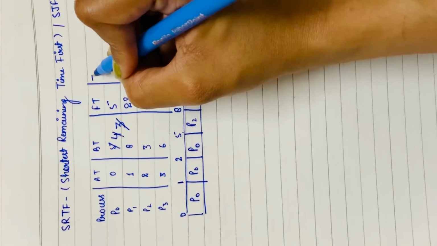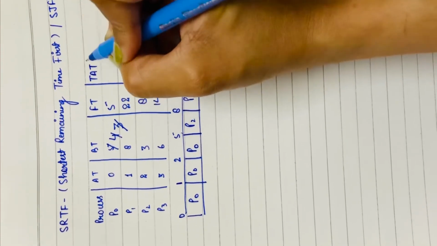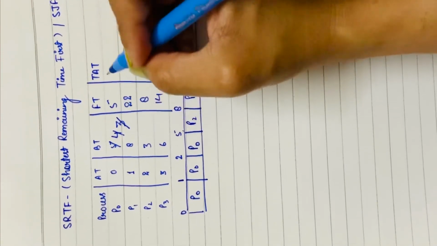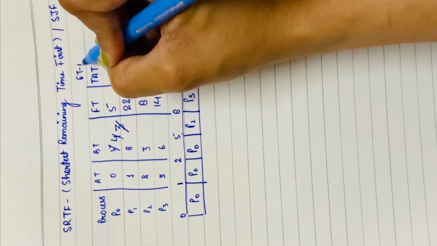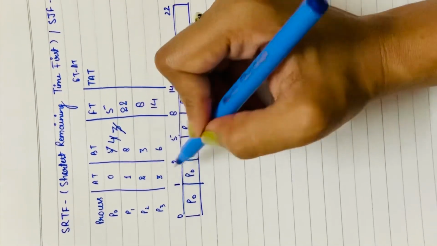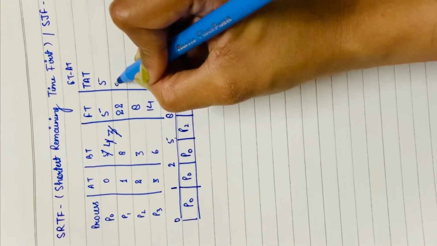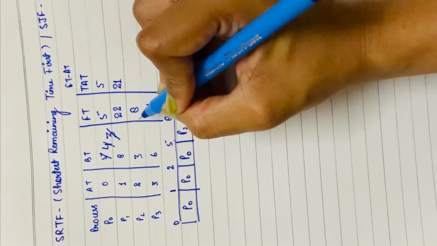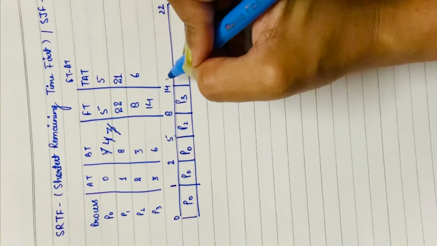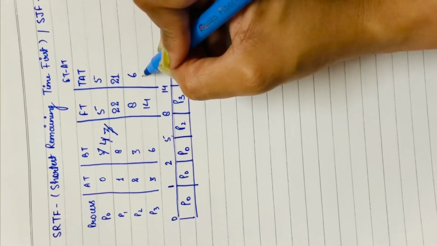After the finish time, we'll calculate the turnaround time, which is the difference between the finish time and the arrival time. The arrival times are also given here. So 5 minus 0 is 5. 22 minus 1 is 21. 8 minus 2 is 6. And 14 minus 3 is 11.